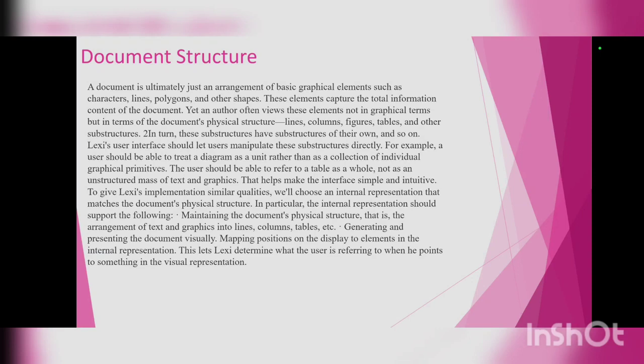In particular, the internal representation should be maintaining the document's physical structure, that is, the arrangement of text and graphics into lines and columns, tables, etc., presenting the document visually, and mapping positions on the display to elements in the internal representation. This lets Lexi determine what the user is referring to when he points to something in the visual representation.